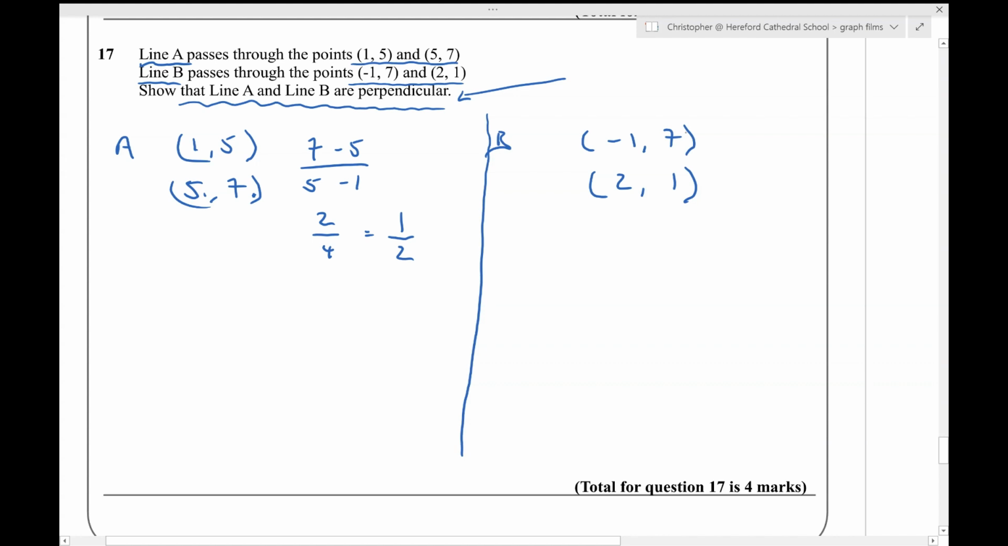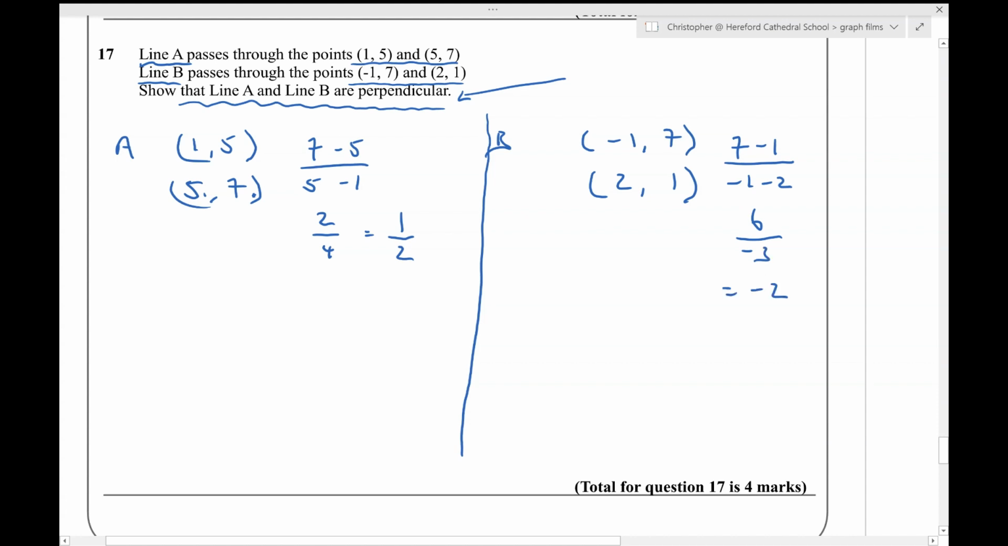Let's look at the gradient of B. Let's do the top minus the bottom because that's going to be straightforward. 7 minus 1 over the top minus the bottom. Be careful with your signs. That's 6 over minus 3, which gives me minus 2.